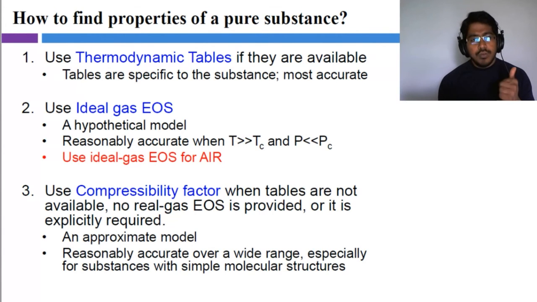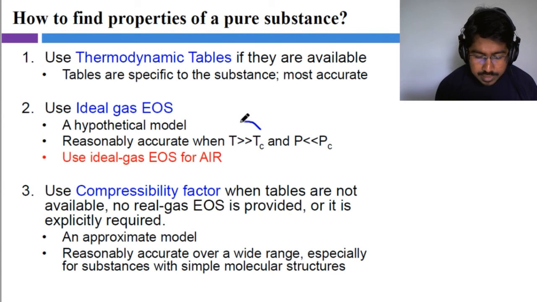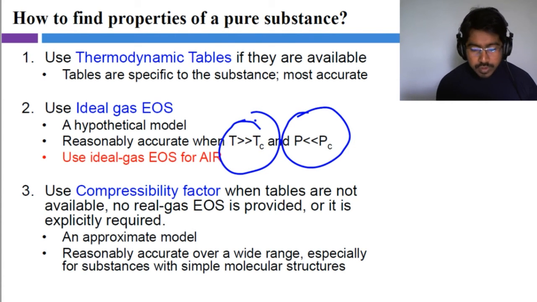The first thing, always go to solution, is use the thermodynamic tables if they are available. They are specific to a given substance and they are more accurate because they are experimentally tested and validated, right? And then the second one, if we don't have the property tables, we cannot use the ideal gas equation unless one or both of these conditions are met, right?